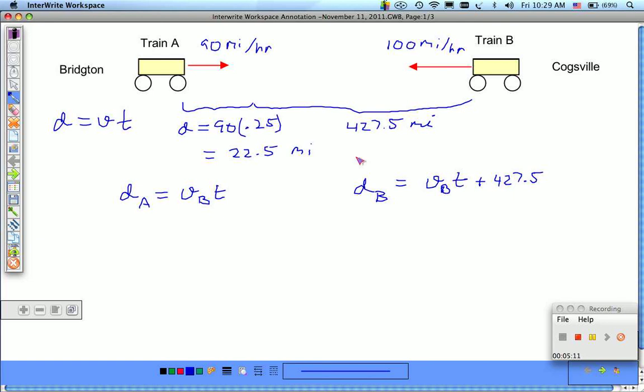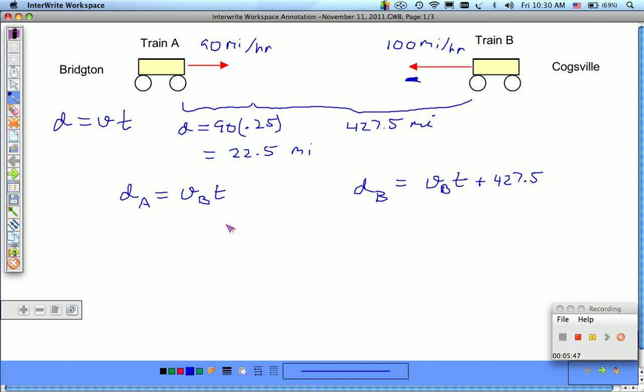I hope that makes sense, because we're going to consider train A as being the origin, at the time at which train B leaves Cogsville heading west. Train A starts out at zero distance, whereas train B is to the right of train A, a distance of 427.5 miles. Now, you need to consider that the speed of train B is directed to the left, so when we substitute 100 in for v sub B, that's going to be a negative value, so heads up.